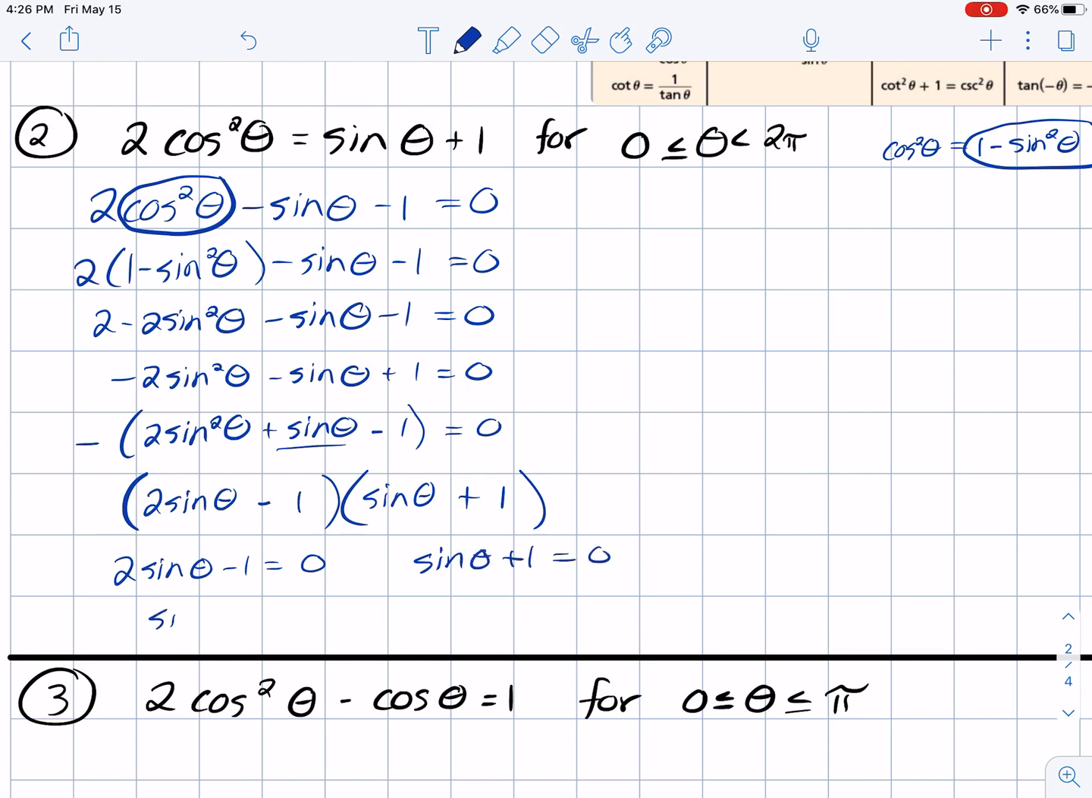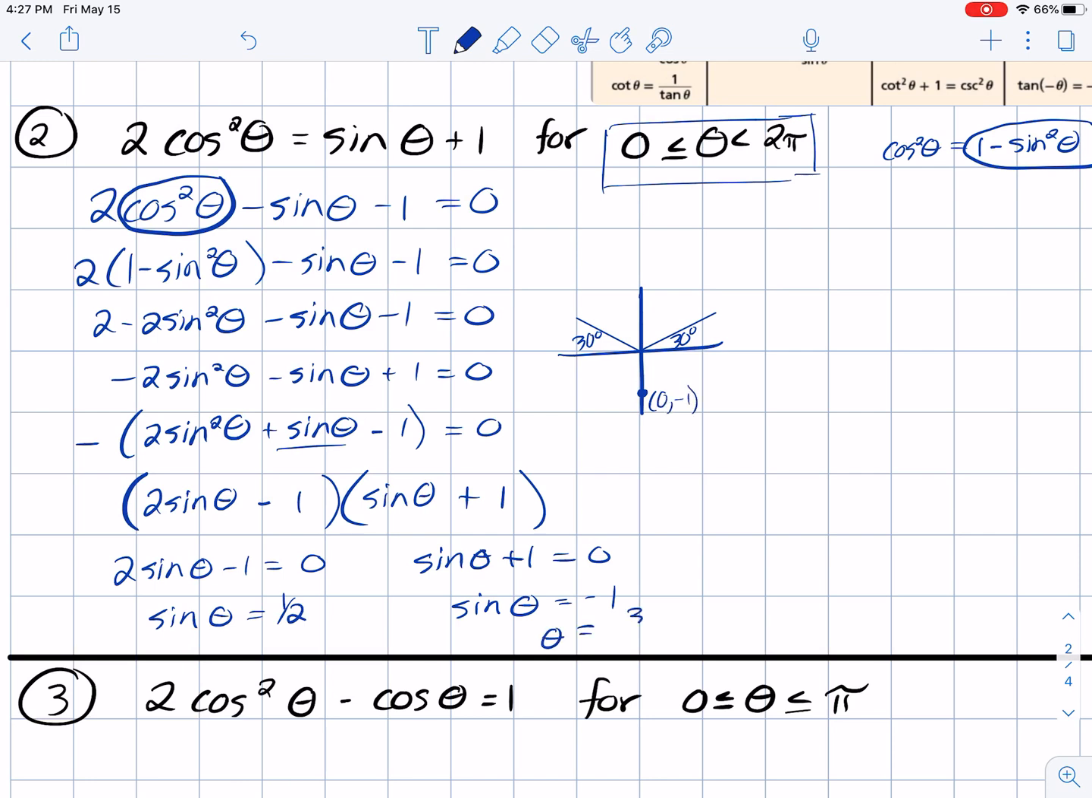These are both going to get us solutions: sine of theta equals 1/2 and sine of theta equals negative 1. Sine of theta equaling 1/2 is a solution if our domain is restricted to the whole circle. That would be a solution in two places where the y is positive 1/2, right here at a 30-degree reference angle, and over here in quadrant 2 at a 30-degree reference angle. And then the negative 1 we did on the previous problem. That was 270 degrees, or 3 pi over 2.